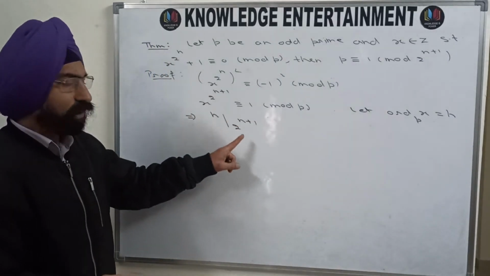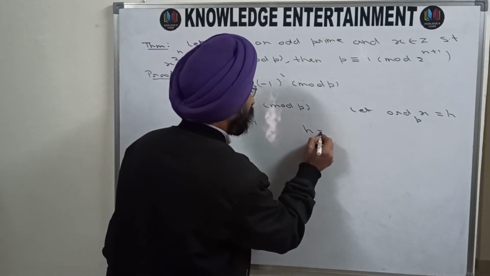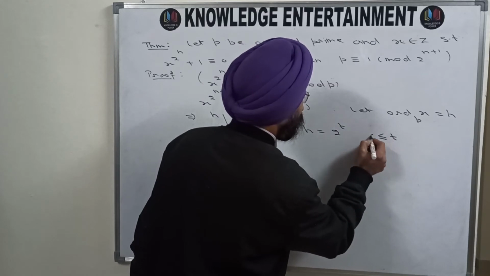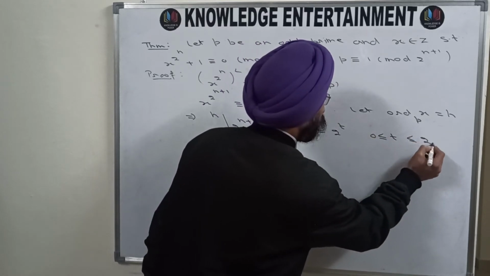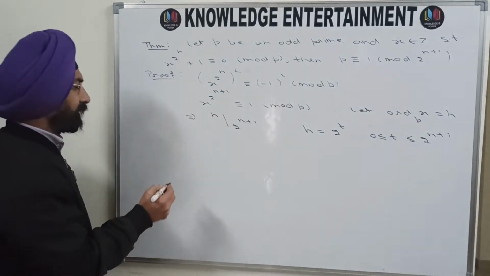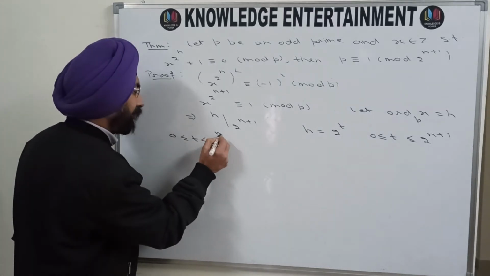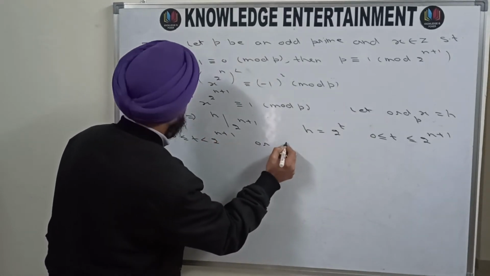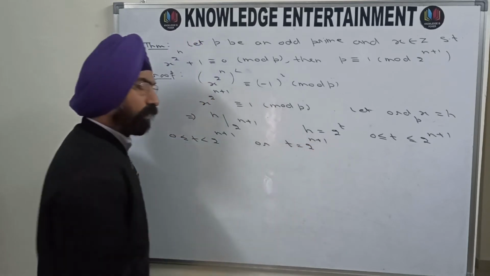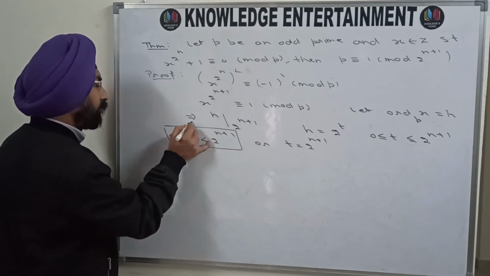If h divides 2^n plus 1, then definitely h is of the type 2 raised to the power t, where t is greater than or equal to 0 but less than or equal to n plus 1. Now two cases arise. Either 0 is less than t is less than n plus 1, or t is equal to n plus 1. We will show that this case is not possible.